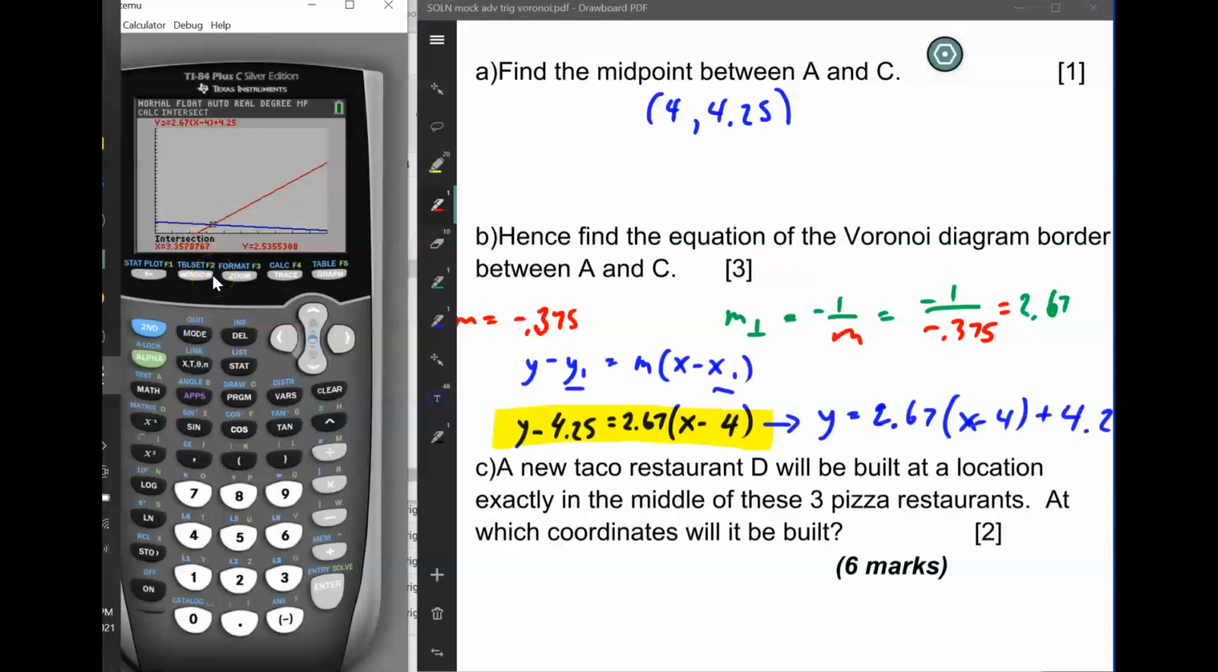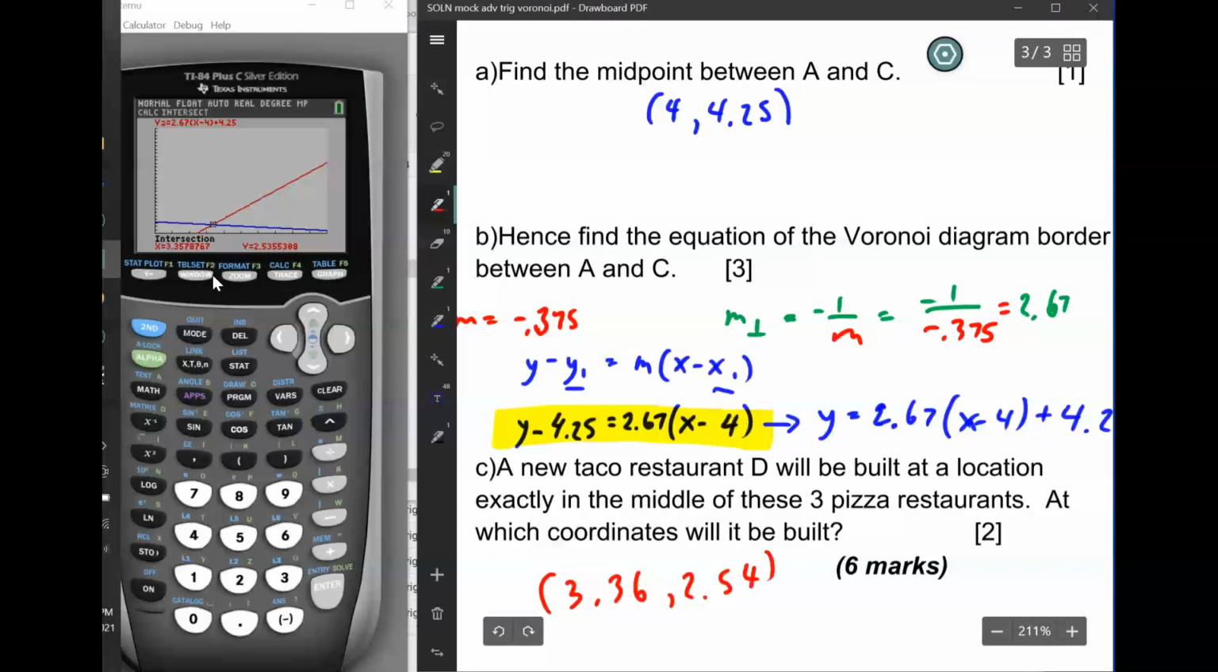So the answer in this case is going to be 3.36, 2.54. 3.36, did I round correctly? Yes. 2.54, yes. Okay, and that's it for this problem.